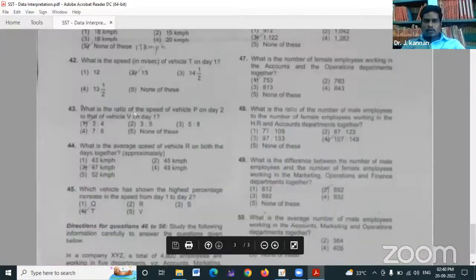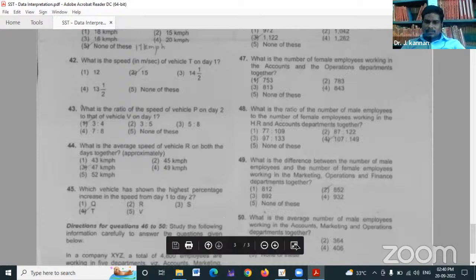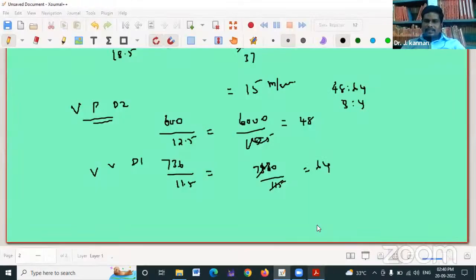So what is the ratio of the speed of vehicle P on day 2 to that of vehicle B on day 1? The ratio is 3 is to 4. So the answer is actually 48 is to 64. Cancelling by 16, so 3 is to 4. So now we move to the next column.